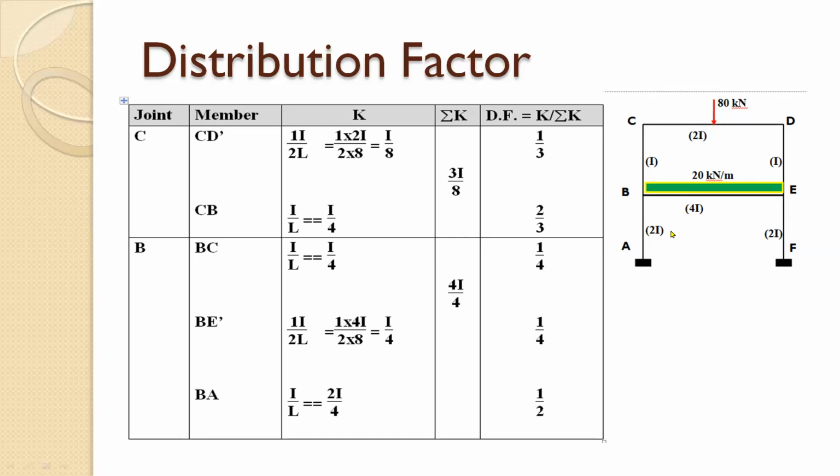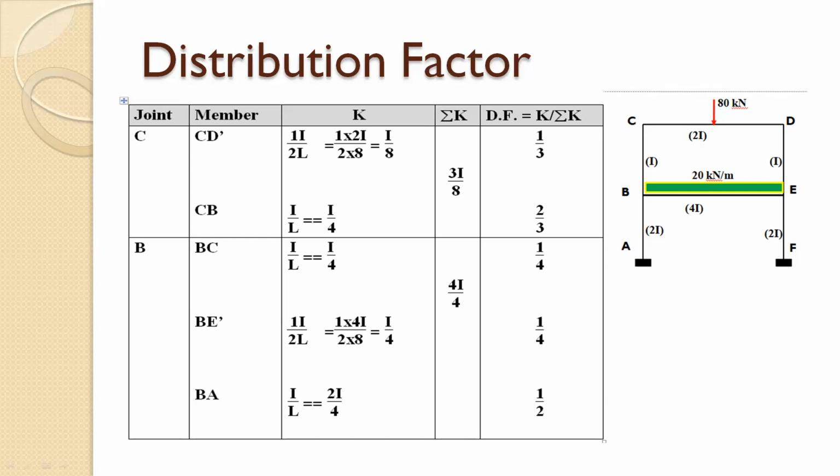Then stiffness of BA, since this is fixed end, so it is I by L, where I is 2I, so 2I by 4. So if you calculate, you will get 1 by 4, 1 by 4 and half. That means 0.25, 0.25 and 0.5. After calculating distribution factor, always take summation of distribution factor at the joint. And you know that summation of distribution factor at the joint must be equal to 1.